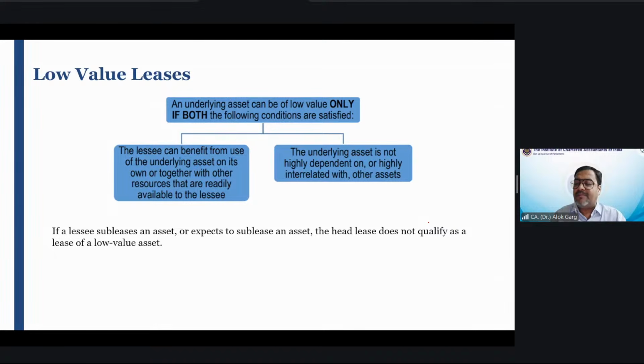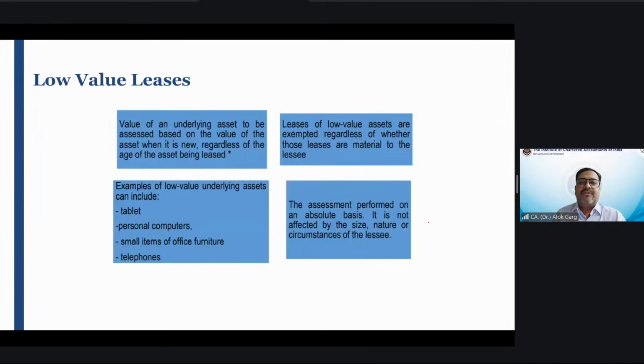For example, there is a property contract. Can a property be of low value? Answer is no. So a lessee has entered into a contract of 11 months for a property. Can lessee avail short-term lease exemption? Answer is yes. Can lessee avail low value lease exemption? Answer is no. So this is what it is.